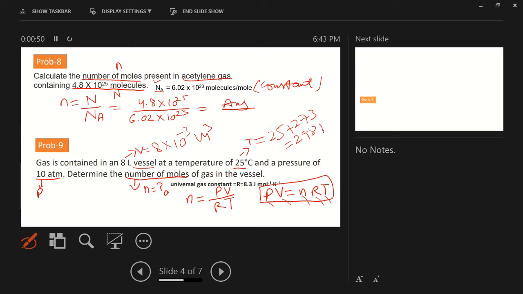So this is 298 Kelvin, and this pressure also you have to change. So this pressure is 10 multiplied by 1.013 into 10 to the power 5 Pascal. So you have to use Pascal, and all the values you put in the formula and calculate, then you can find the answer.